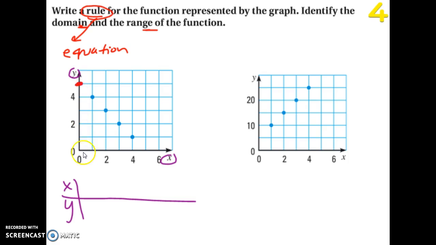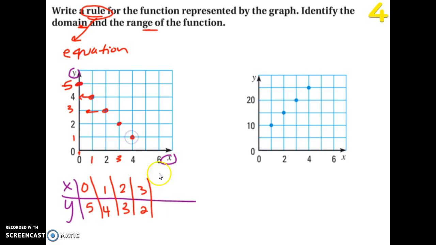Here's X, here's Y. So if I look at this point right here at the top, X is really at a 0 down here. Y is at, right here, this would be 5. At this point, X is at a 1. Y is at a 4. At this point, X is at 2. Y is at, these go by 1, so 3. This next point, X is 3, Y is 2. And the last point, X is 4, Y is 1.